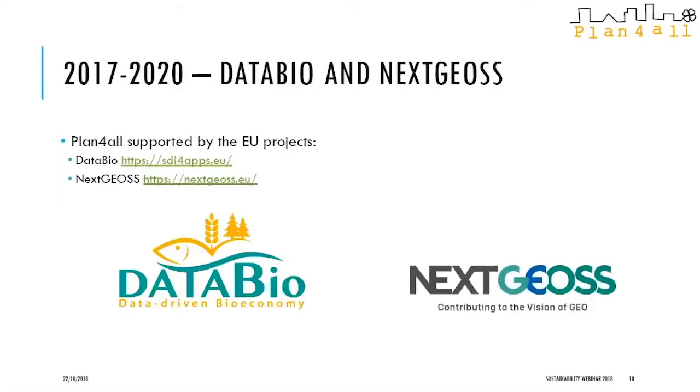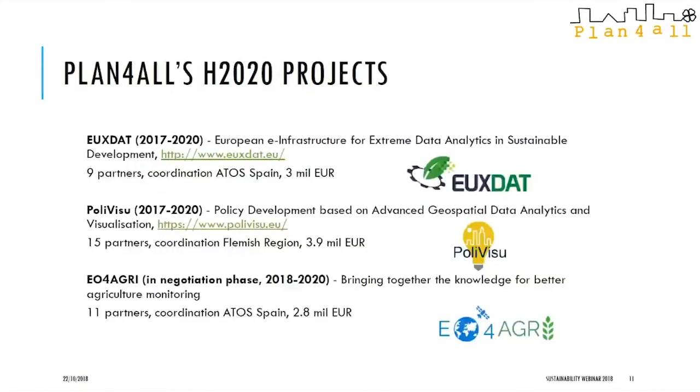Currently, from 2017 until 2020, there are 2 projects which are supporting Plan4all: DataBio and NextGEOSS. And also we have 3 ongoing projects. So in the Plan4all Association, we have 3 H2020 projects currently executing. It's the EUXDAT project focused on precision farming, PolicyVisu focused on policy development, especially in the transport domain, and EO4Agri, which will start in November this year, again focused on precision farming.